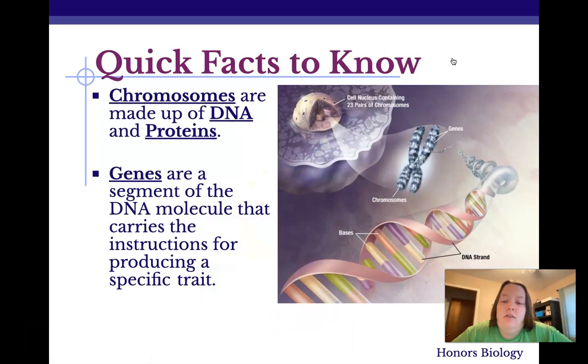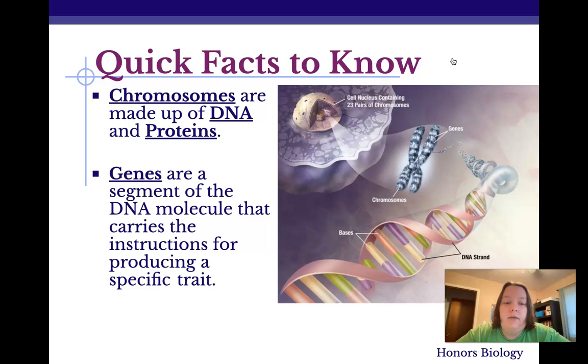Some quick facts that you'll need to know: chromosomes are made up of DNA and proteins. Chromosomes are found in the nucleus of the cell, of plant, animal, fungi, and protist cells. Chromosomes are made of DNA tightly coiled around proteins. Segments of DNA are called genes, and these special segments, the genes, are going to code for a specific protein that will then cause a trait.